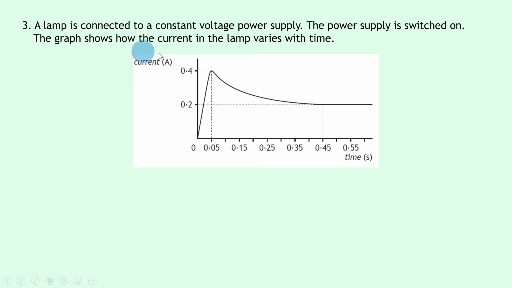Question 3 says that a lamp is connected to a constant voltage power supply. The power supply is switched on. The graph shows how the current in the lamp varies with time. So we've got current increasing until it reaches 0.05 seconds, and then you get this sort of exponentially decaying curve from 0.05 seconds until 0.45 seconds, and then it levels off from 0.45 seconds onwards.